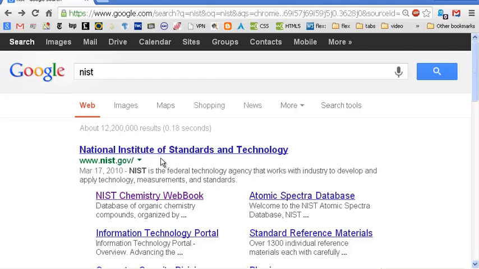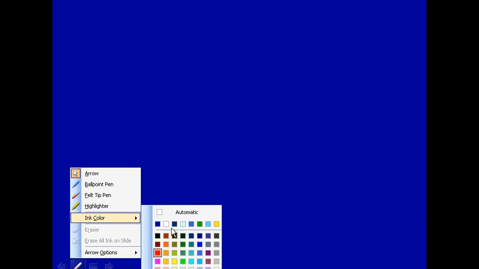And what it gives is a collection, this particular one, the NIST Chemistry WebBook, gives a collection of physical data, thermodynamic data, and a bunch of other things for various chemicals. But first, let's just review where we're going here.